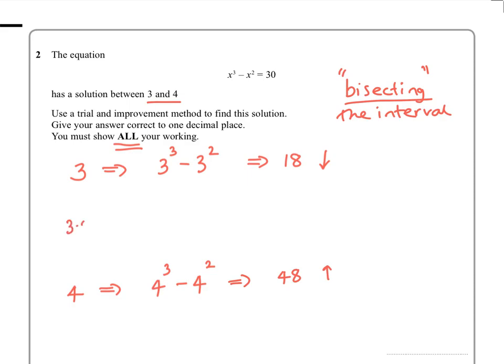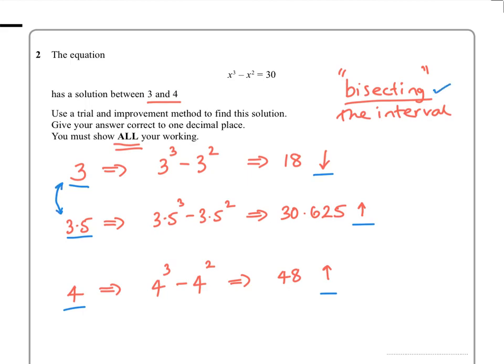So we'll try 3.5, and so 3.5 cubed minus 3.5 squared. It's a calculator paper, so it'll be fine if you just wrote that, and you'd get 30.625, which is a little too high. But if in this situation 3 was not enough and 4 was too much, and then even 3.5 was too much, then we might start looking in between 3 and 3.5.